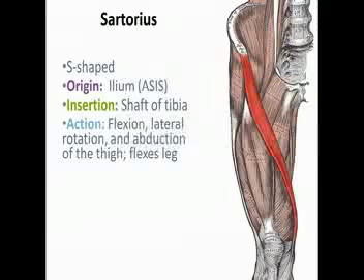All right. One of my all-time favorite muscles ever, Sartorius. This is the S-shaped muscle found within our body here. It's really cool, very easy to distinguish. Origin point of Sartorius is the ilium. The insertion point is the shaft of the tibia, and then it has a wide range of functions. For instance, aids in flexion, lateral rotation, and abduction of the thigh, and it also flexes the leg itself.